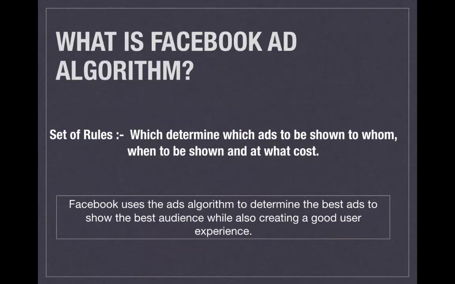First thing you need to understand is that an algorithm is a set of rules which determines which ads are shown to whom, when they are shown, and at what cost they are shown. It's very simple: an algorithm is a set of rules. So Facebook uses the ads algorithm to determine the best ads to show, to the best audience, while also creating a very good user experience.